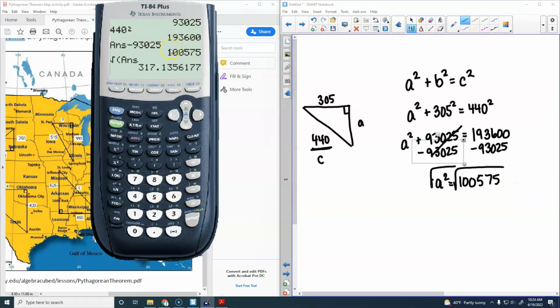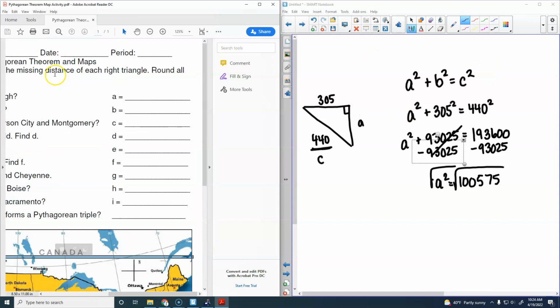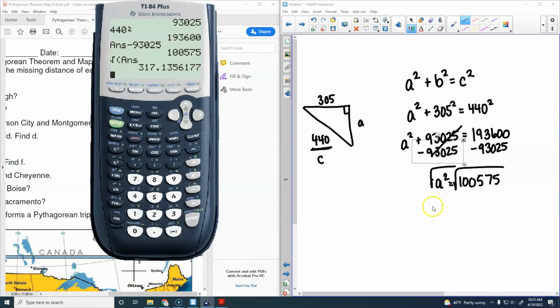What I just did there, you can just type it in. We're going to go 3 decimal places. Well, actually, what's the worksheet tell us to do? What's the worksheet say? 10. All right, 1 decimal place. Do 1 decimal place for me. So we will get A equals 317.1 miles. So that would be number 1 for that.